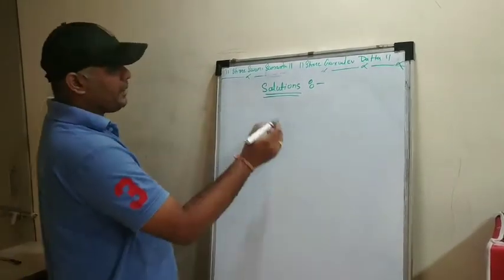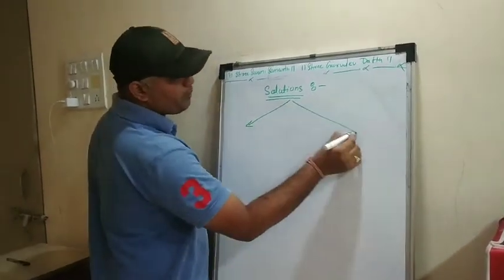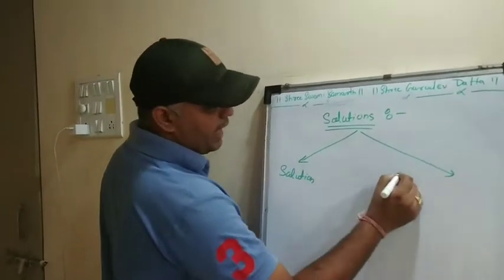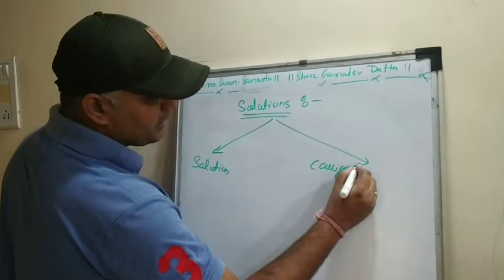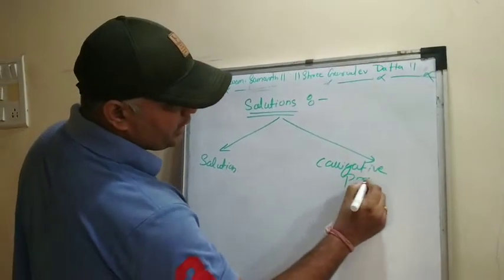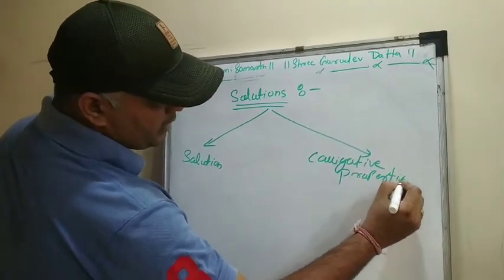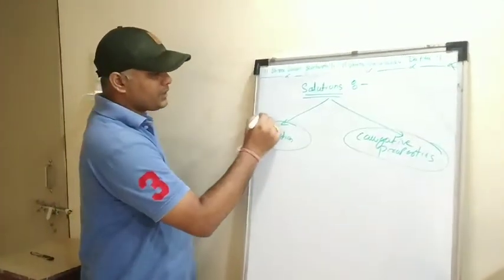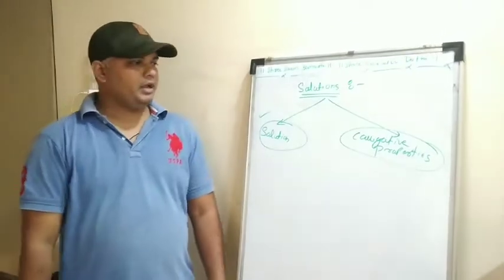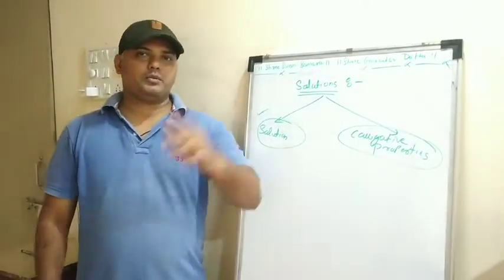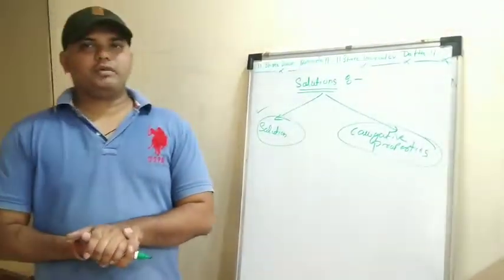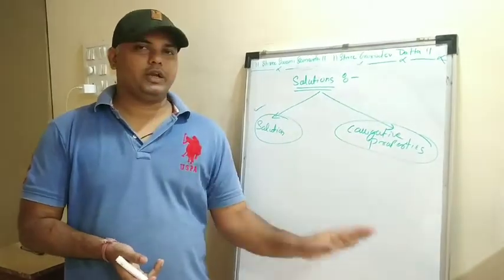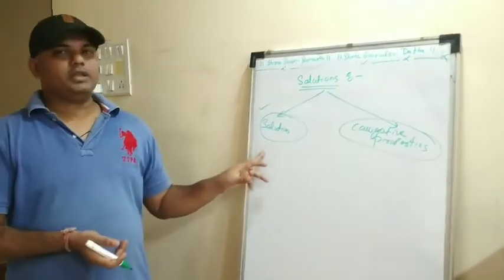This chapter is divided into 2 parts, that is solution and colligative properties, right? So we are going to learn both the parts. First we will see the part on solution, right? What are the colligative properties? Colligative properties are boiling point elevation, freezing point depression and osmotic pressure, right? So these are all the colligative properties. And then we'll come to the solution.